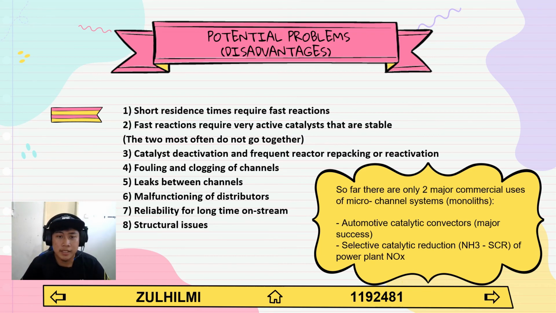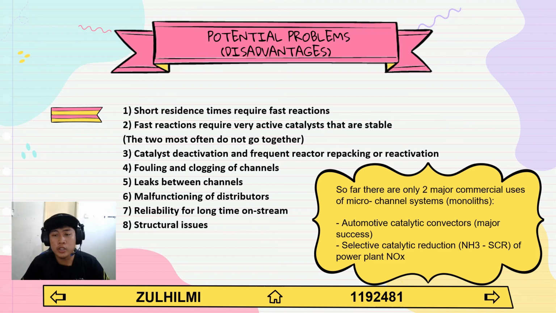First, short residence time requires fast reaction, and then fast reaction requires very active catalysts that are stable. Then catalyst deactivation and frequent reactor repacking or reactivation, fouling and clogging of channels, leaks between channels, malfunctioning of distributors, reliability for long time on stream, and lastly, the structural issues.